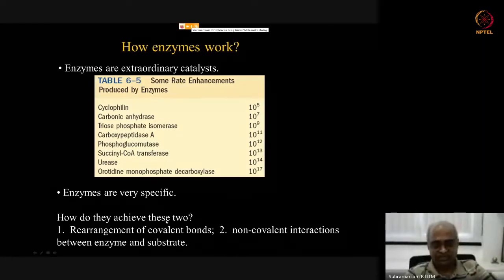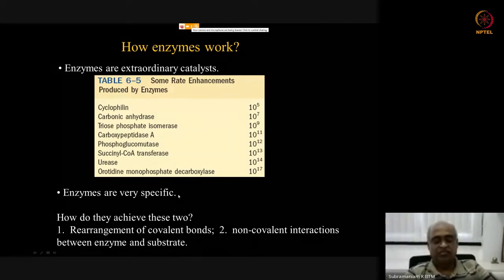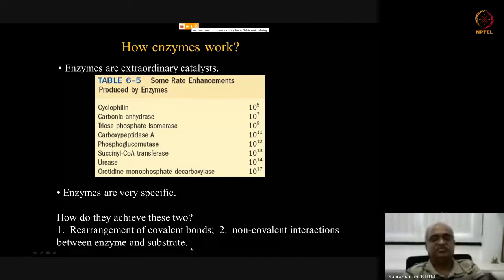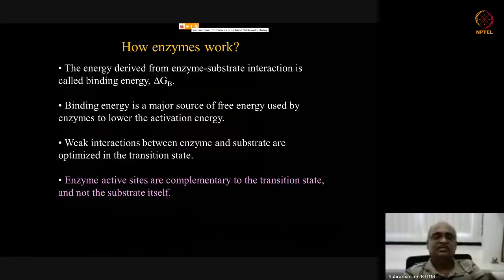And the very same interactions that are responsible for specificity, the energy provided by those bindings, those bond formations, all of them individually low, but collectively they add up, and that binding energy helps in reducing the activation energy and increasing the catalytic power. Okay, so both of these are achieved by the same feature of the enzyme, that is, multiple non-covalent interactions between enzyme and substrate. And rearrangement of covalent bonds also happens, and that we will see with specific examples as we go along.